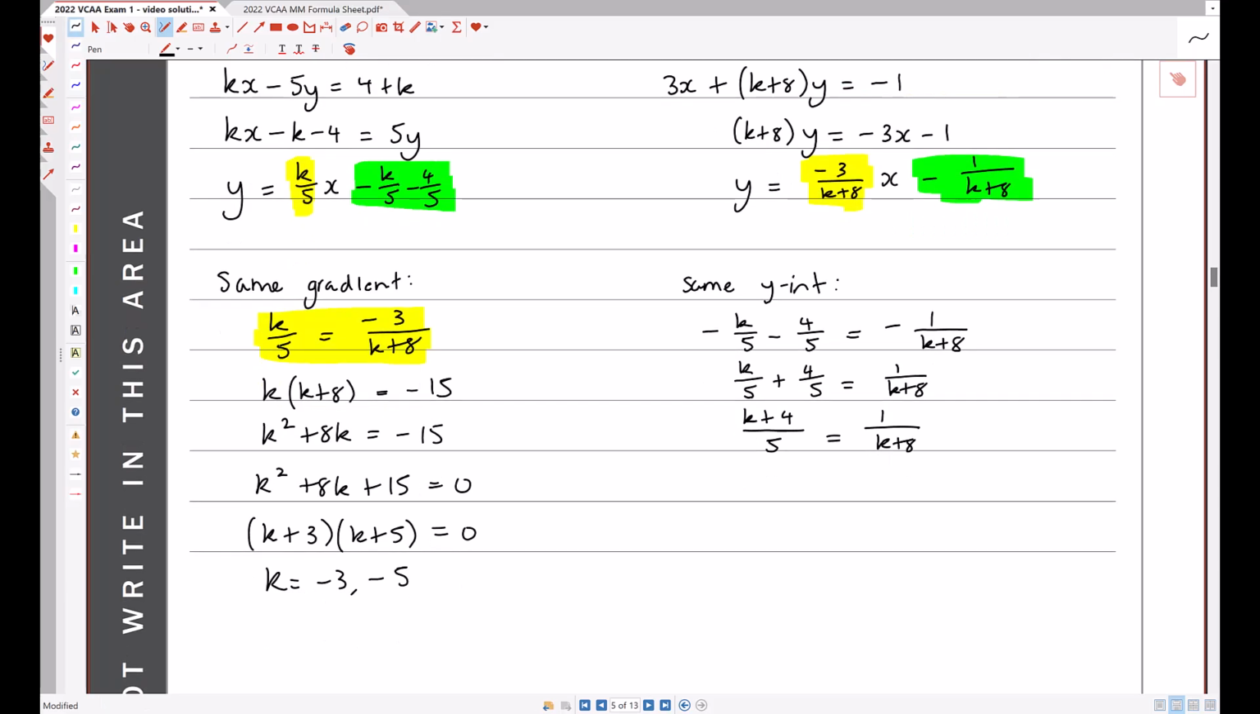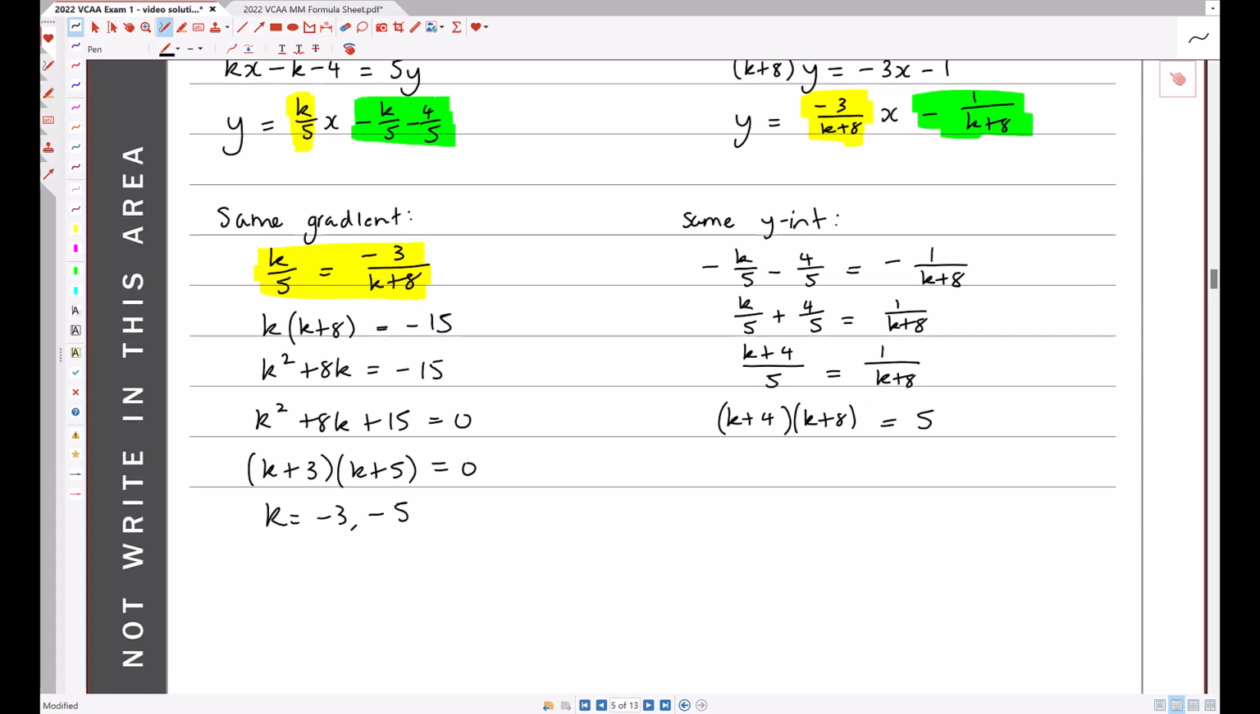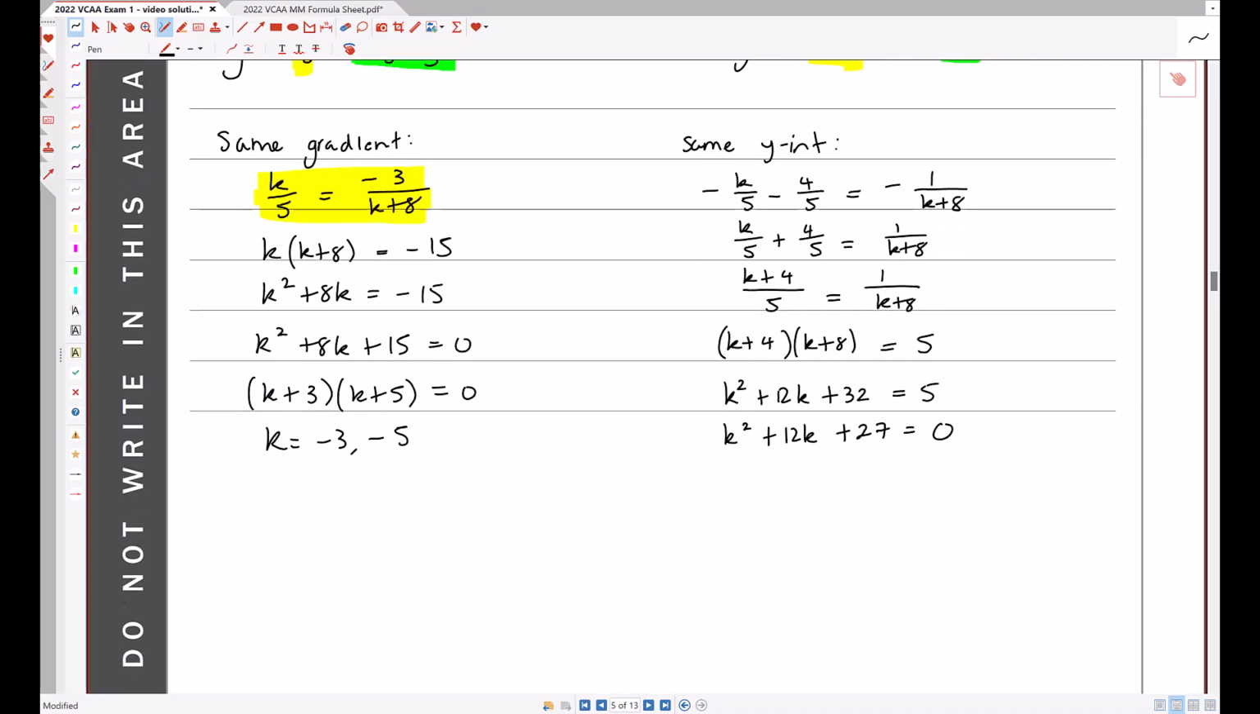Alright, multiplying both sides by k plus 8 and both sides by 5, I'm going to get k plus 4 times k plus 8 equals 5. Expanding out the left-hand side, so k squared plus 12k plus 32 equals 5. Subtracting 5, k squared plus 12k plus 27 equals 0. Factors of 27 that add up to 12, that'll be 9 and 3. So we're going to have k plus 3 and k plus 9.